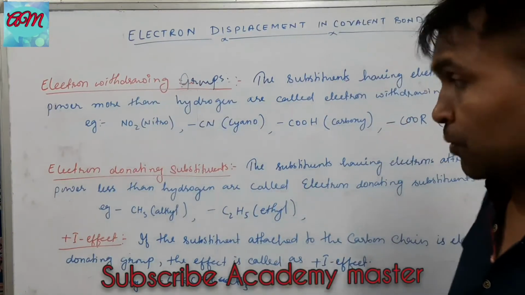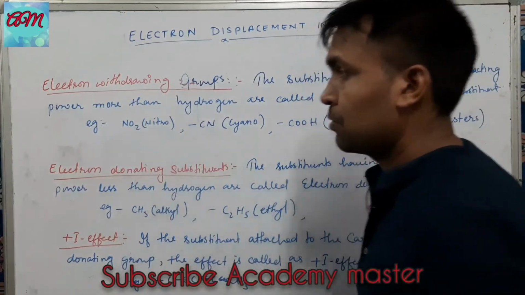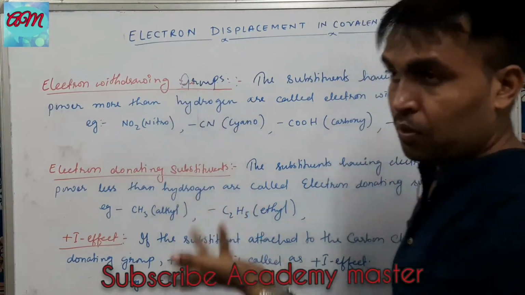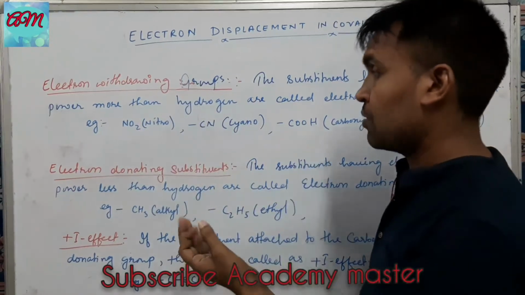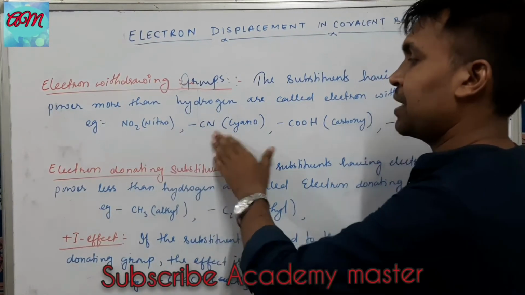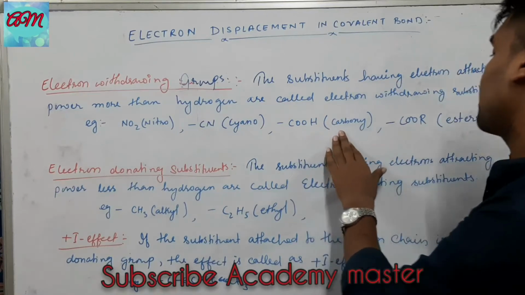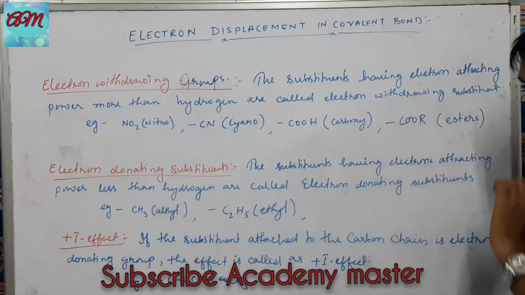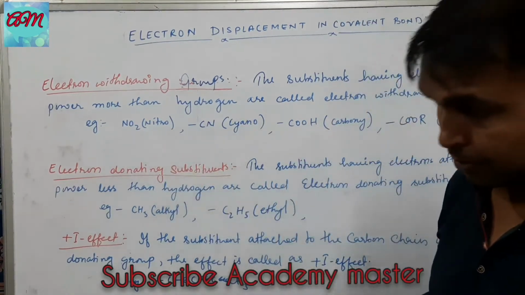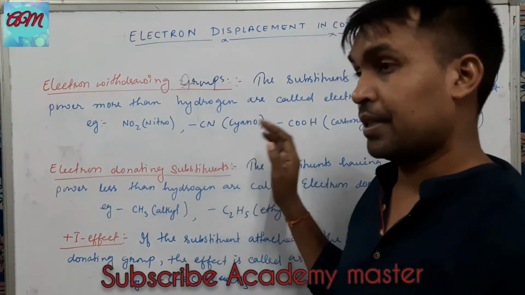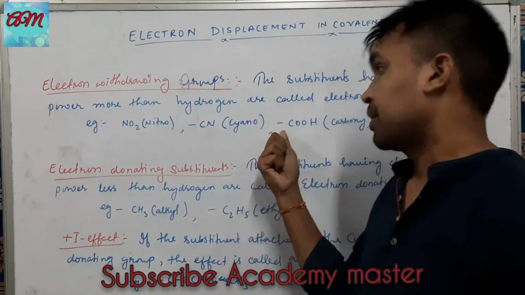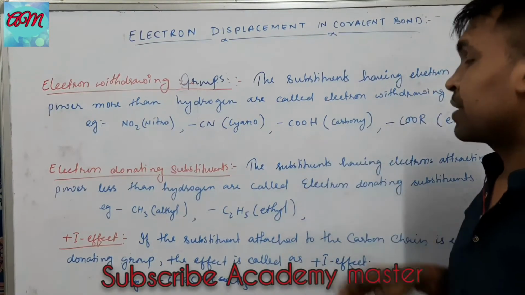Some examples of electron withdrawing groups are the nitro group, NO2, which I have already explained in the previous videos, CN the cyano group, COOH the carboxy group, and COR, esters, and many more. These are some examples of electron withdrawing groups. So wherever they are present in compounds, always remember they are going to take electrons from others. Got it? So they are all called electron withdrawing groups.